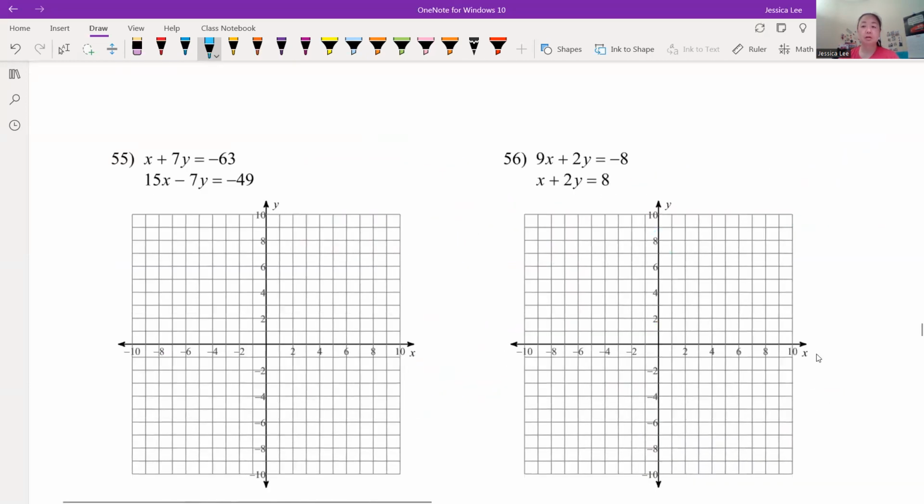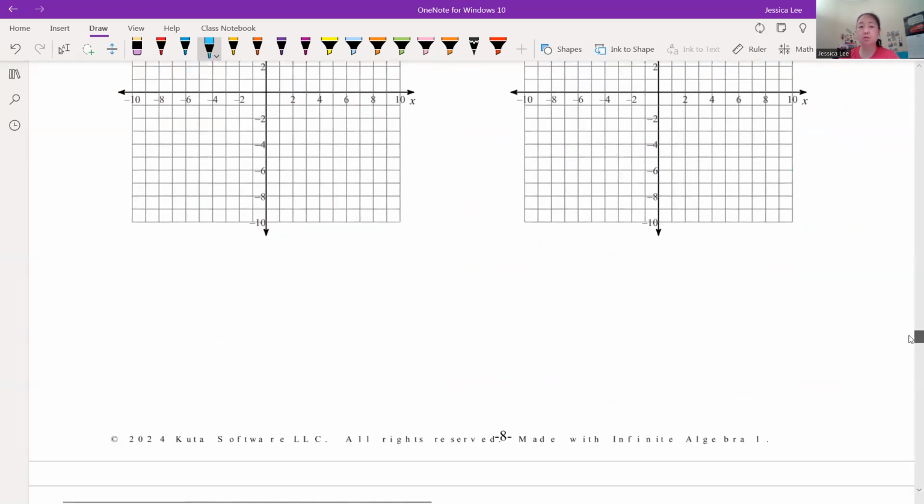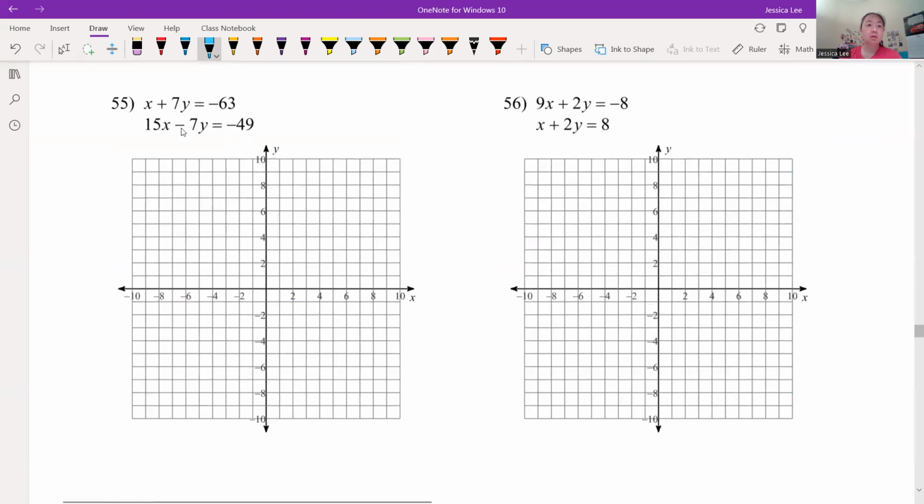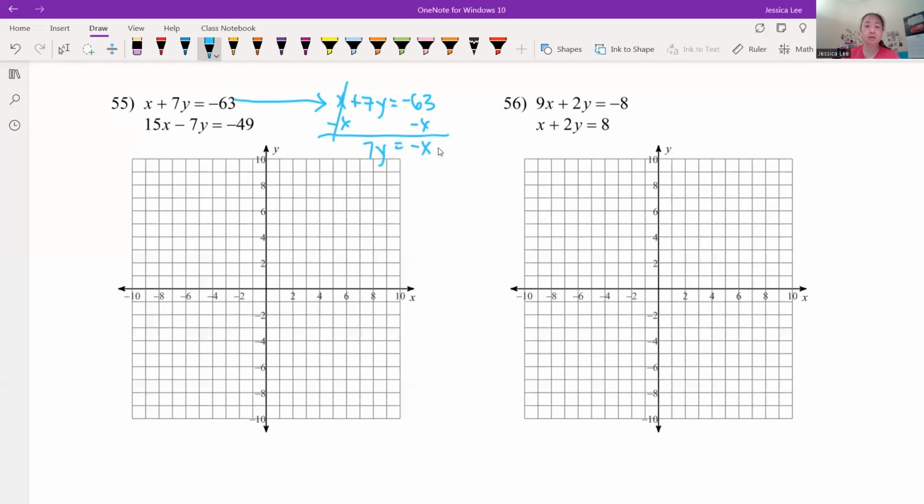All right. Going on to the next. Number 55. Although 7 goes into 63 evenly, x is going to be -63, and I cannot graph that. So I'm just going to change that to slope-intercept. So x plus 7y is equal to -63. Subtract x on both sides. We got 7y is equal to -x minus 63. Divide by 7.